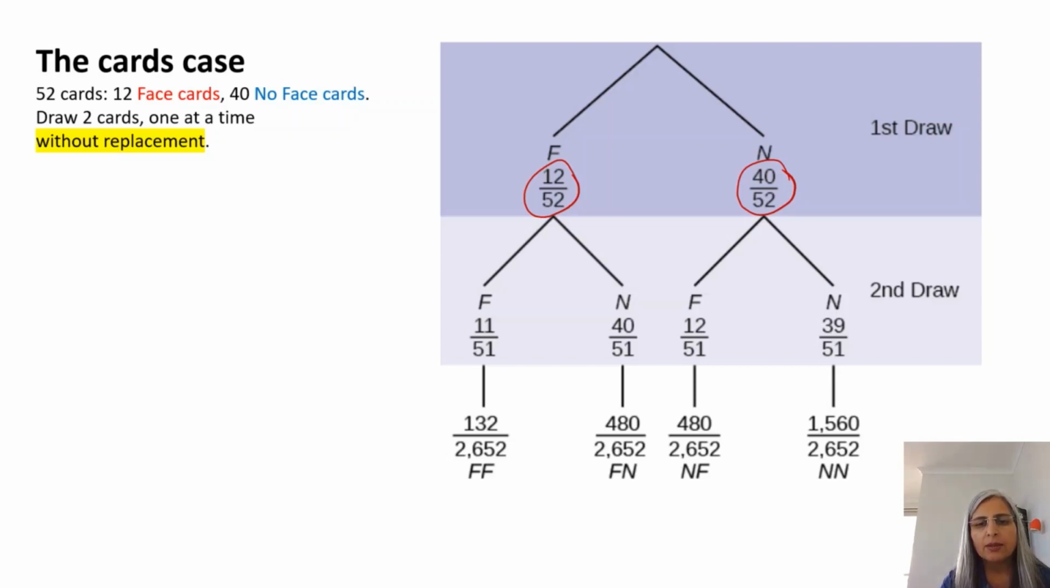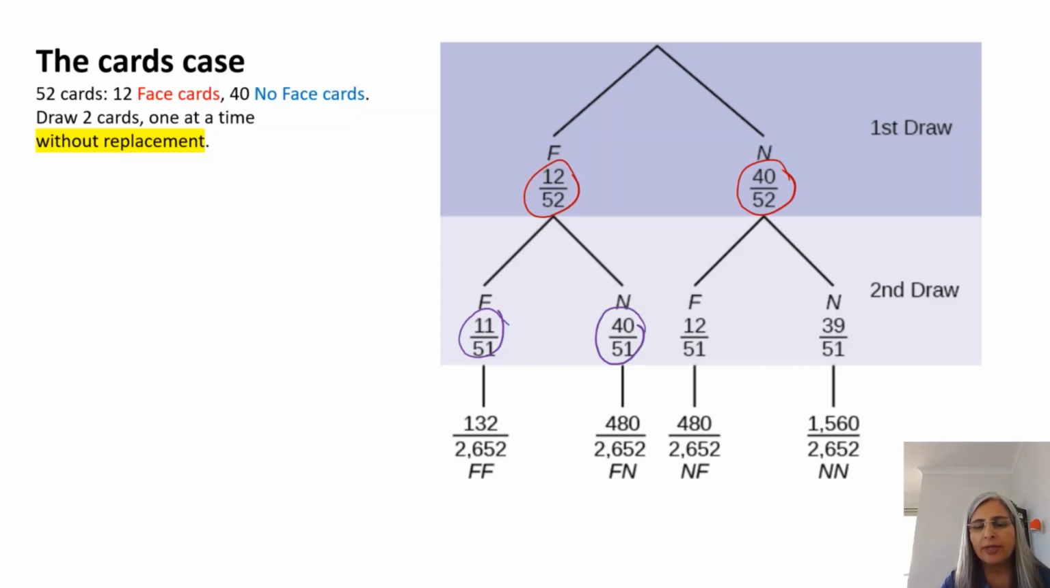And then we move on to the second pick without replacing the first pick. If we are not replacing, then the remaining face cards are 11 out of the remaining 51 cards. So it's simple, 11 out of 51. And if the second choice is a non-face card after a face card, then the choice would be out of all 40 non-face cards, while the remaining cards are 51. So the probability would be 40 out of 51.